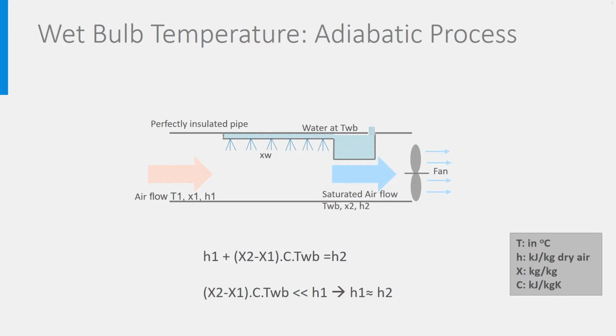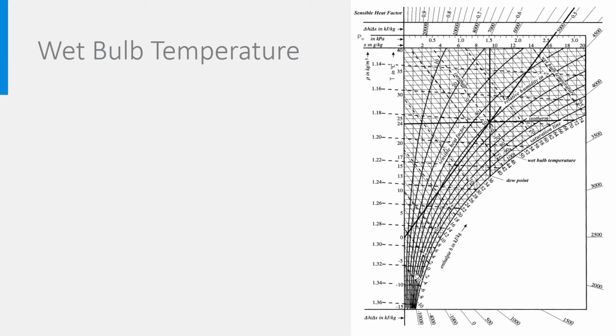The enthalpy of liquid water at TWB is the mass of water, which is X2 minus X1, times C of water times TWB. So H1 plus (X2 minus X1) times C times TWB must be equal to H2. In general, the term (X2 minus X1) times C times TWB is very small compared to H1, by which H2 is almost equal to H1. And that is what we see in the Mollier diagram.